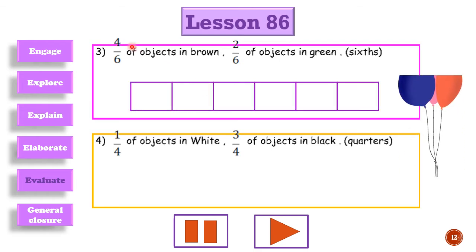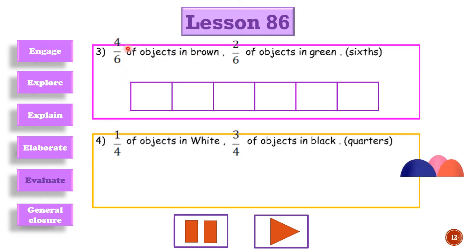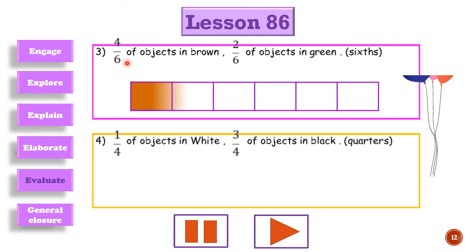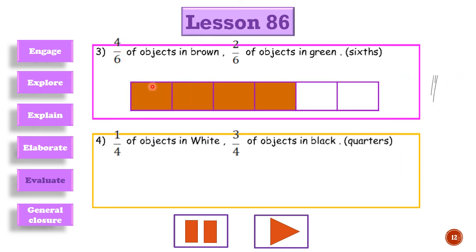Now we will color how many in brown? We call here 4 sixths. The numerator or the denominator? Yes, the numerator, 4. 4 in brown. 4 parts out of 6 in brown. And how many in green? It will be 2 out of 6 in green, like this. Good job. Now let's go to the next one.